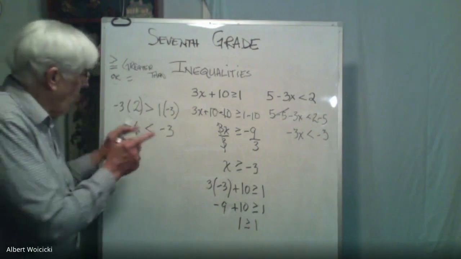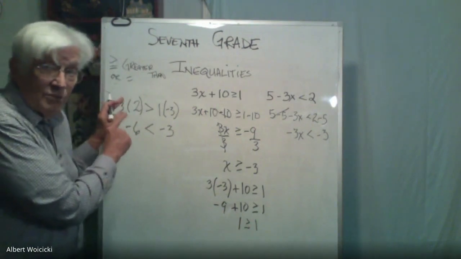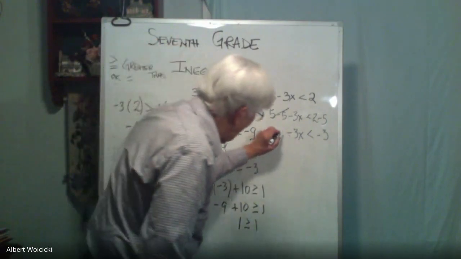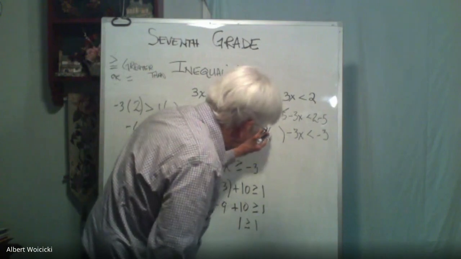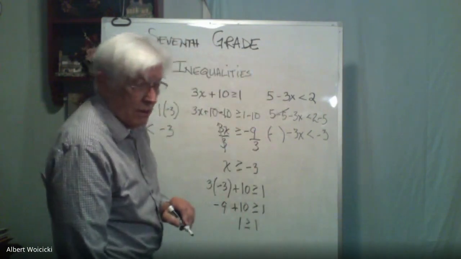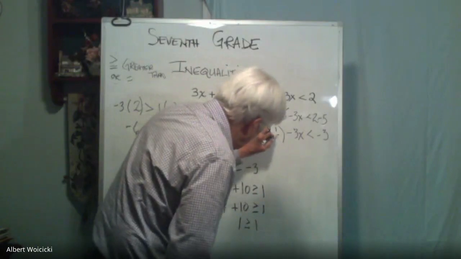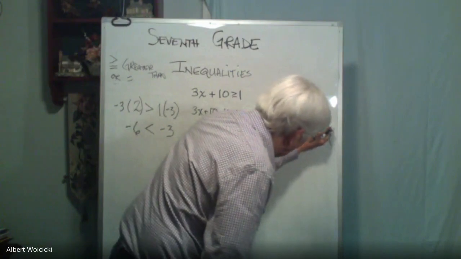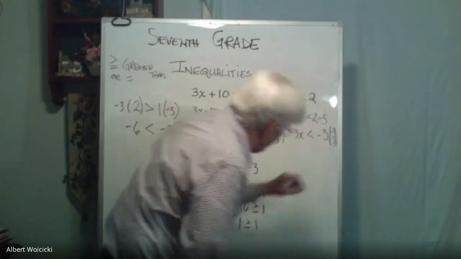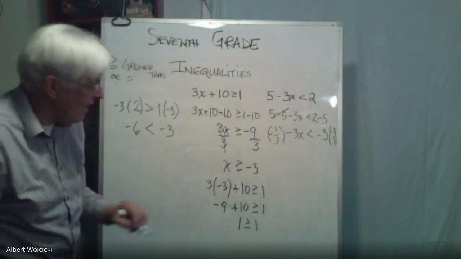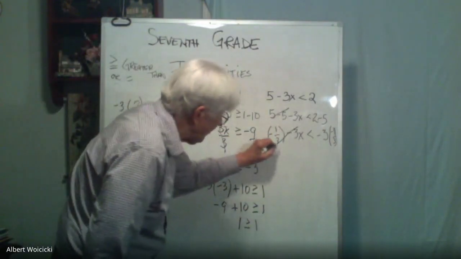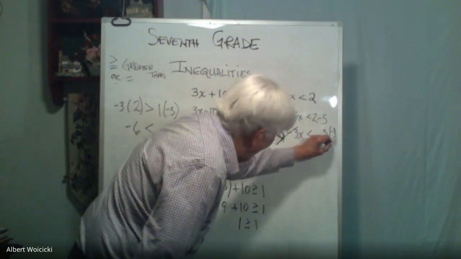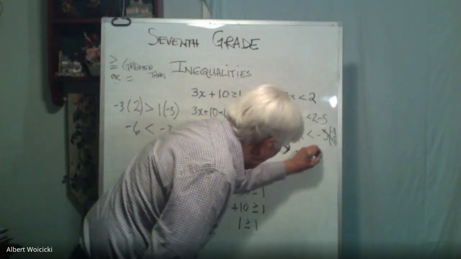And here's where this guy becomes important. In order for me to get rid of this opposite of 3, I have to multiply by the opposite of 1/3. So over here, I have to do the same. The opposite of 1/3. So these two go out, giving me a positive x. These factor, giving me a positive 1.